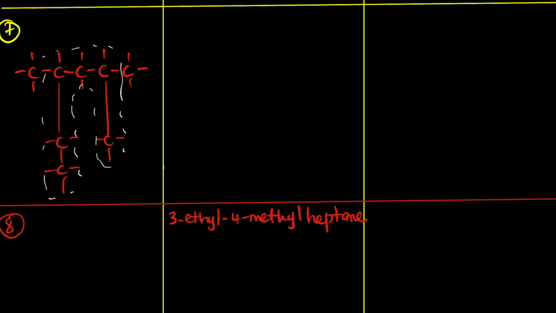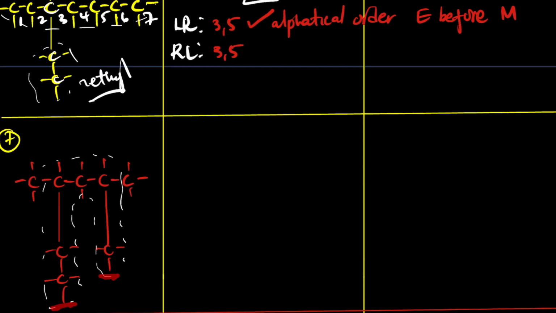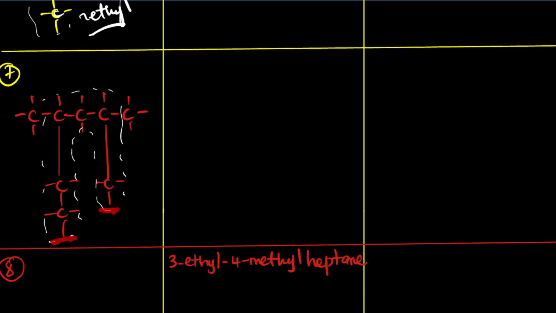So our chain, guys, here we have this end and this end, just like this one. We had this end and this end. So in this one, our longest chain starts there to there. So we check, we do have branches now. We have a branch here and a branch there. They're both methyl, and this is methyl, and this is what? Methyl, right?